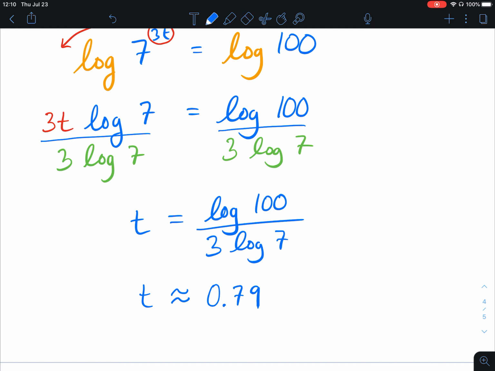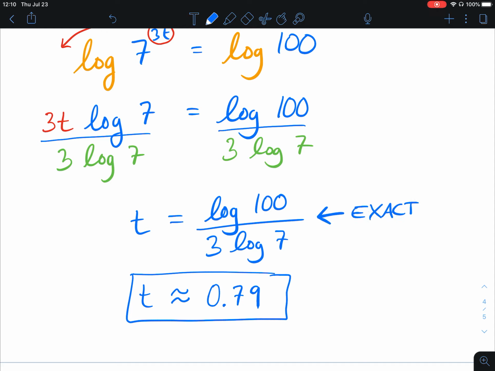Just again to emphasize the types of solutions we're sometimes asked to find. If the directions had said give an exact solution, we would have stopped at the logarithmic expression here. And since this one said round, we're offering instead an approximate solution. Cool. So hopefully that makes some sense.